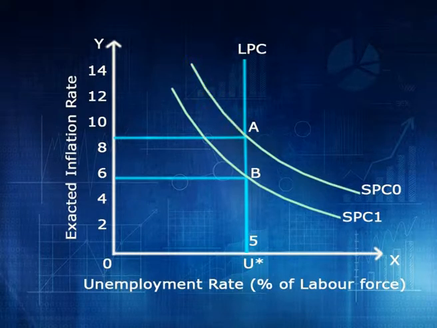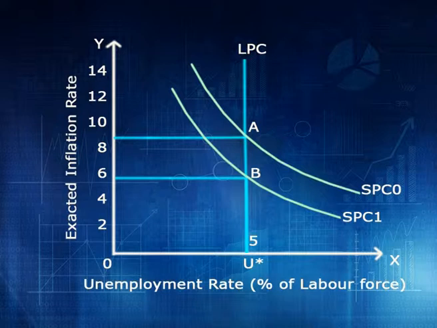On the other hand, when there is an unanticipated decrease in aggregate demand, the inflation rate falls and the unemployment rate increases above the natural rate, and as a result, we move downward to the right from point A along the short run Phillips curve SPC0.